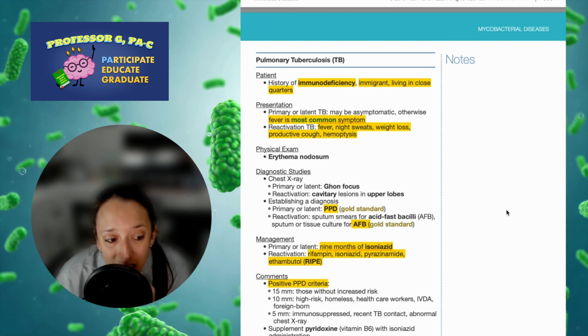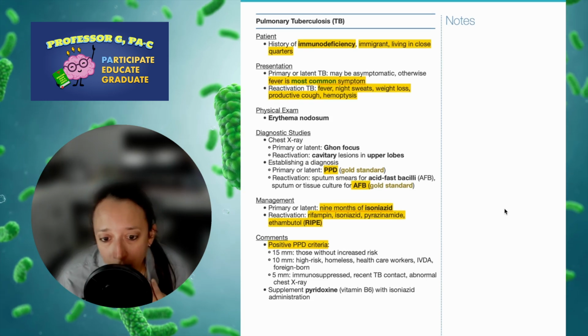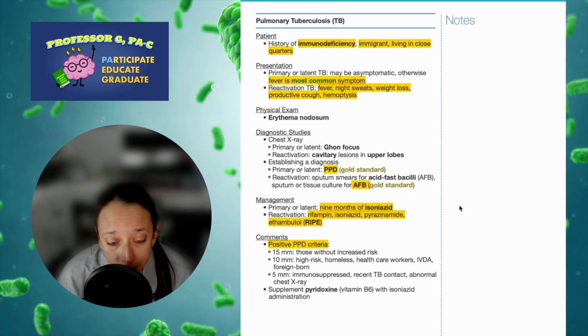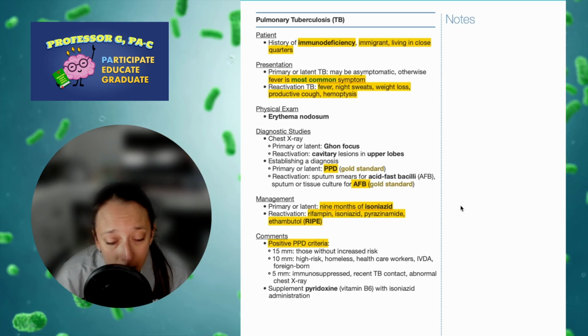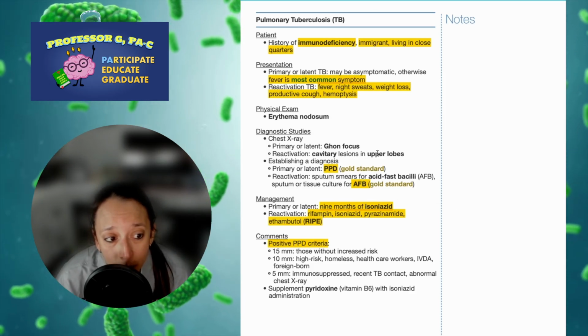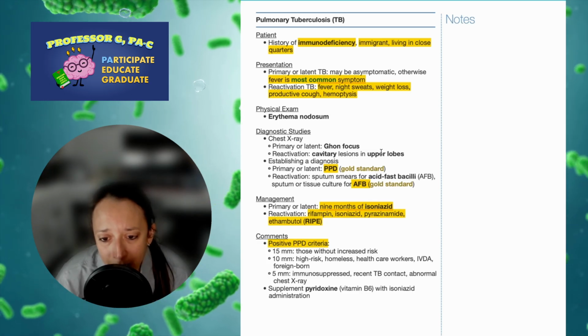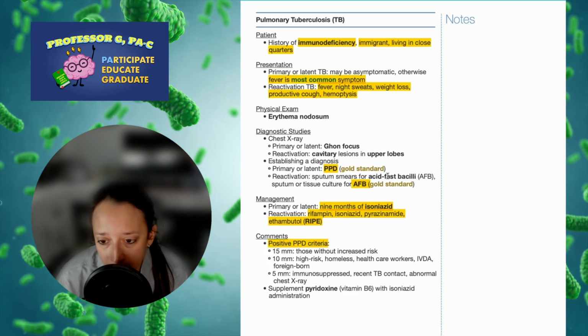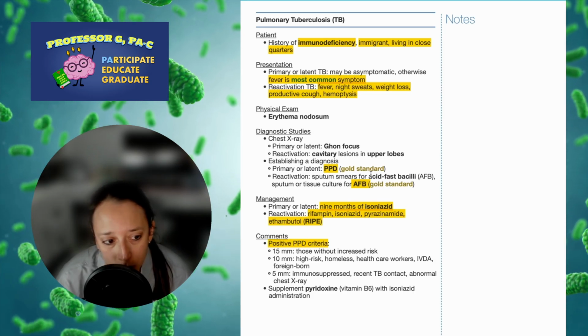If we have reactivation TB, which is what we see way more often, they're going to present with fever, night sweats, weight loss, and chronic productive cough, and sometimes hemoptysis. The chest x-ray for these is going to show cavitary lesions, usually in the upper lobes. And diagnosis is going to be via sputum smears for acid-fast bacilli. And that's what's going to confirm it.